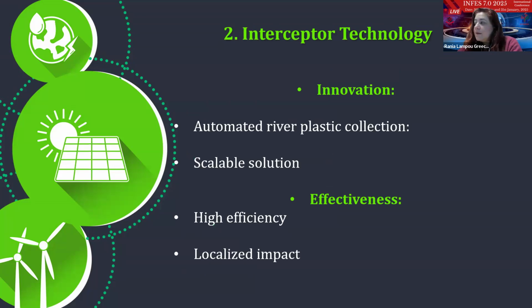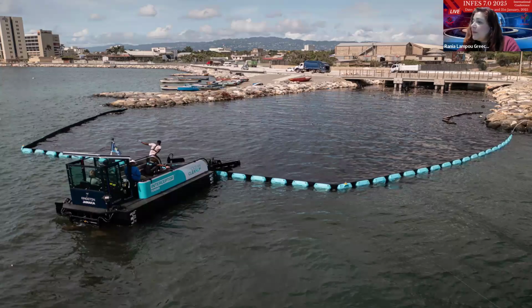Another important technology in this field is what we call interceptor technology. It is specifically designed to capture plastic waste in rivers before it reaches the ocean. Since rivers are major conduits for ocean plastic, tackling plastic pollution, of course, at the river level is crucial. So we talk about automated river plastic collection, a scalable solution. Here you can see a photo of this.